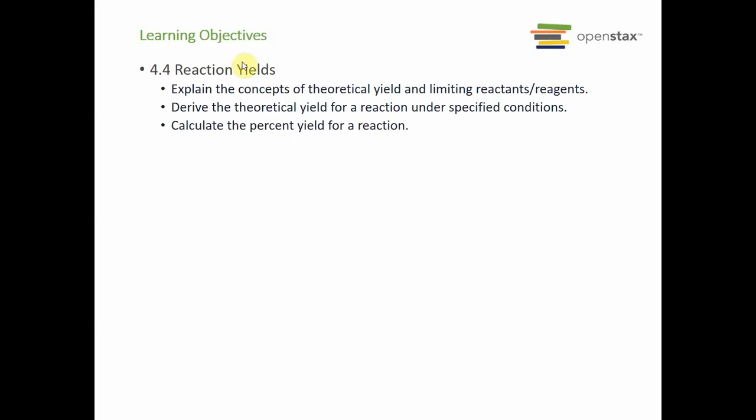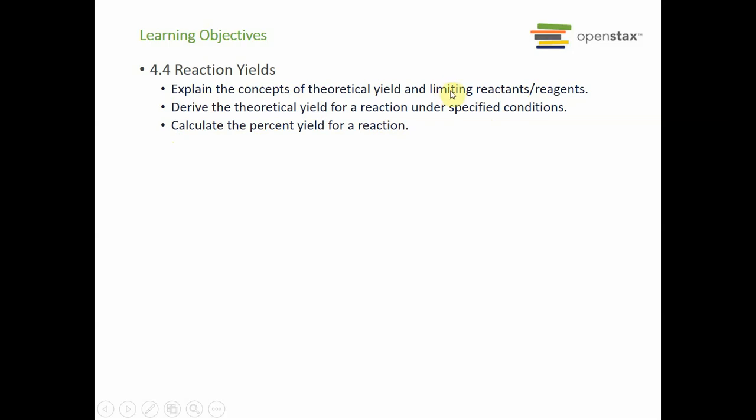Okay, section 4.4, reaction yields. Explain the concepts of theoretical yield and limiting reagents and reactants. Derive the theoretical yield for a reaction under specific conditions. Calculate the percent yield for a reaction. You did this already in the copper lab. You derived a theoretical yield, and then you calculated the percent yield.